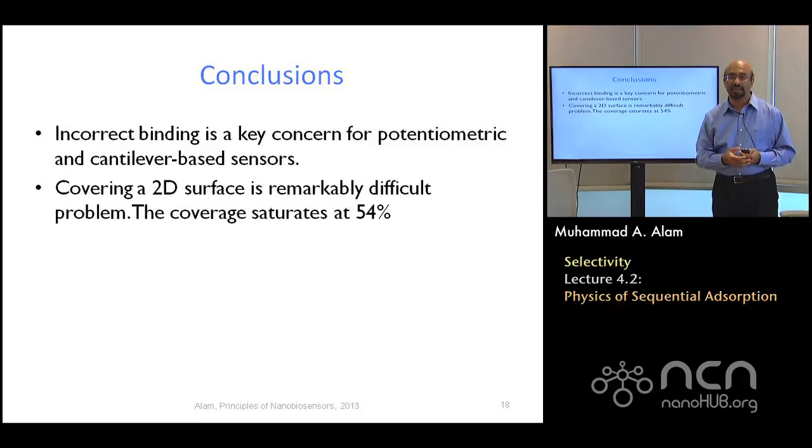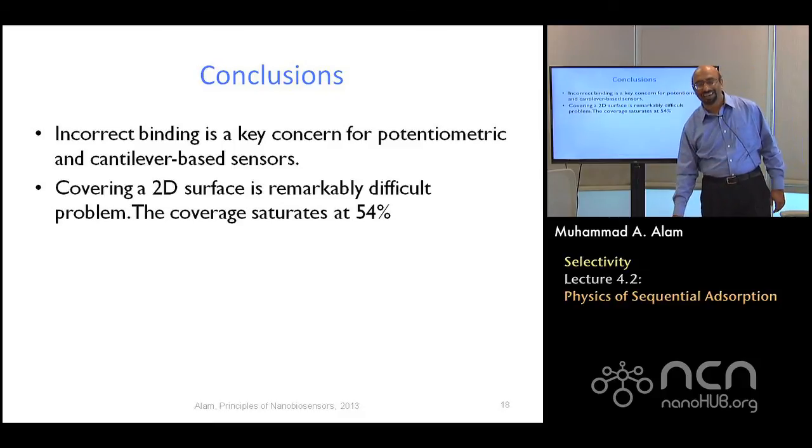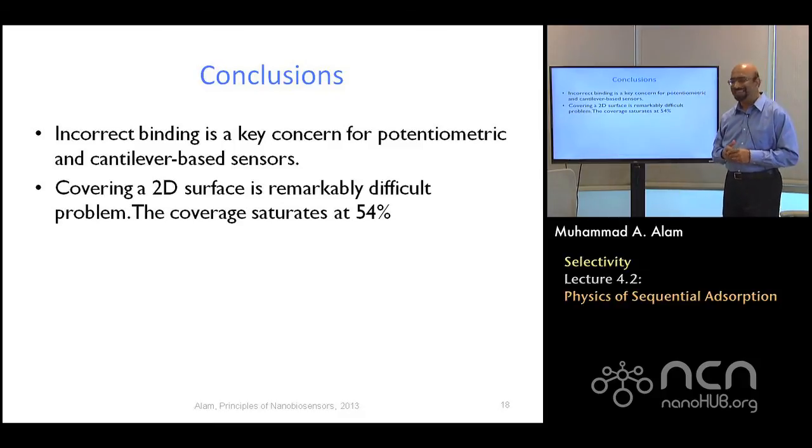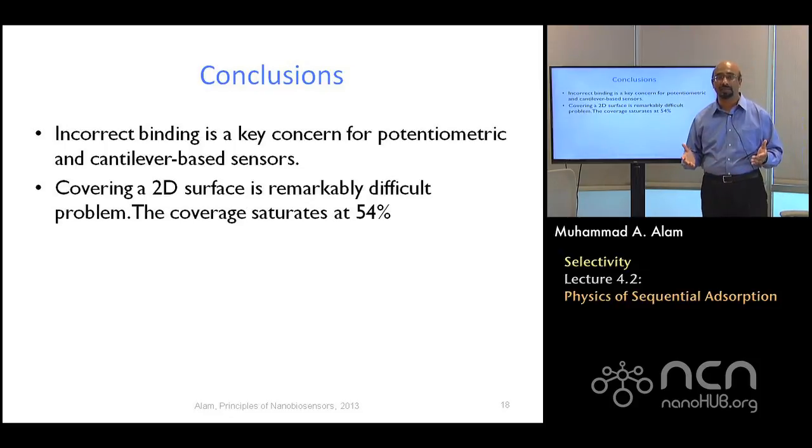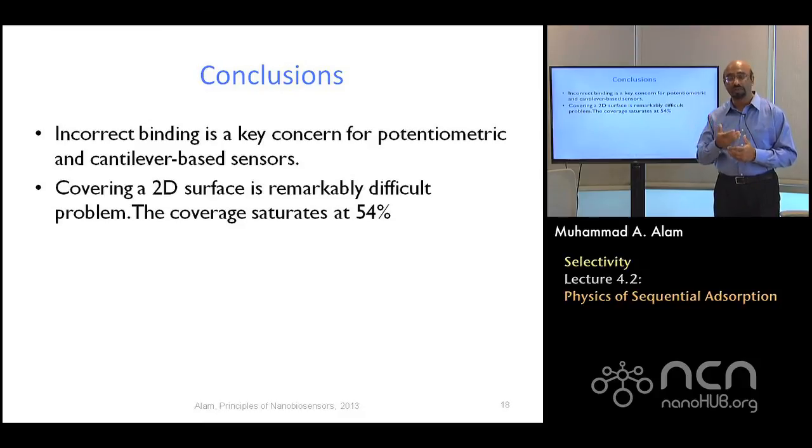And as soon as it thinks there is a real molecule, then you can immediately see that it will produce a spurious signal. Now, one thing that came as a big surprise to me is that covering a 2D surface, or even a cylindrical surface for that matter, is very difficult. It turns out that the coverage, if you come with the molecules one at a time, as will happen as the molecules are diffusing through the fluid and coming to the sensor surface, cannot reach more than 54%. That's the fundamental mathematical limit. And even reaching this 54% takes forever because it's coming through diffusion.